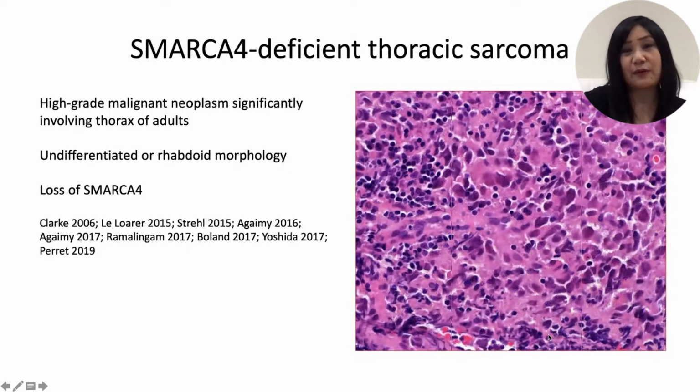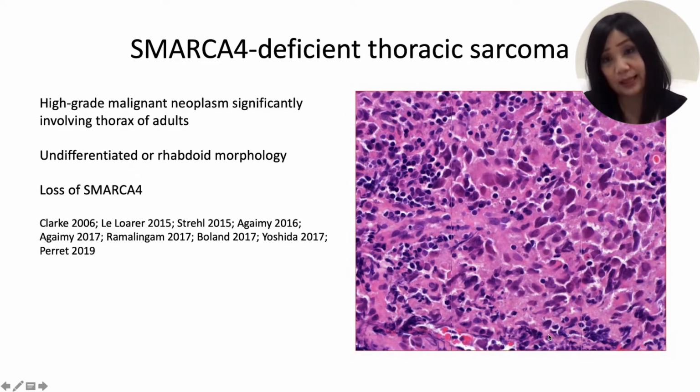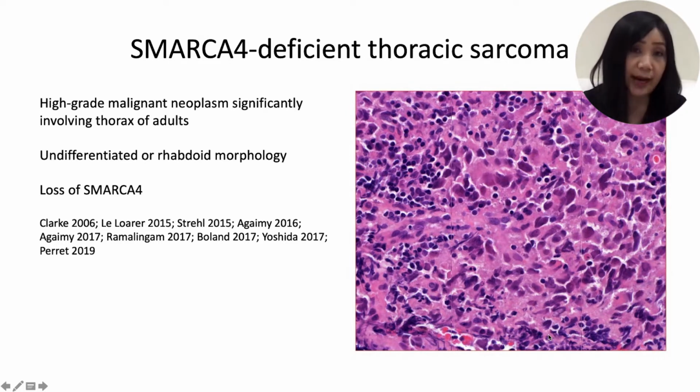So let's talk about SMARCA4 deficient thoracic sarcoma. This is a new entity in the 2021 WHO Tumours of the Thorax, now known as SMARCA4 deficient undifferentiated thoracic tumour, because authors are not quite aware yet of the exact provenance of this neoplasm. This is a high-grade malignant neoplasm, significantly involving the thorax of adults. And again, we've probably underdiagnosed this in the past because we have probably called this undifferentiated carcinoma.